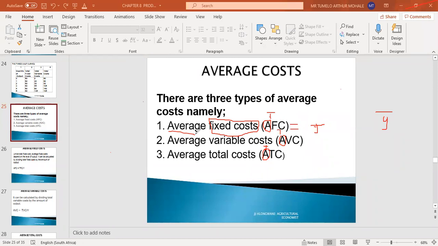So meaning that the formula for calculating average fixed cost, A has already been captured by Y, so we cancel it and then we add T. So it means that it's total fixed costs over Y. And then for variable cost, you add T, you will have total variable costs over Y. And then for average total cost, you take the total costs, you divide by Y. Do you follow?